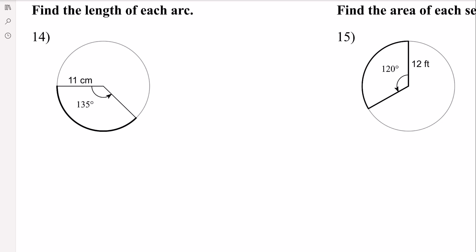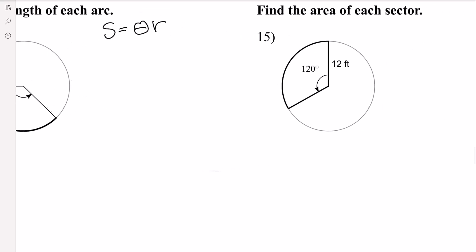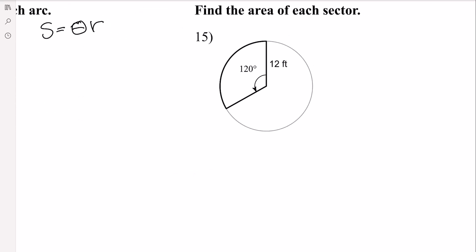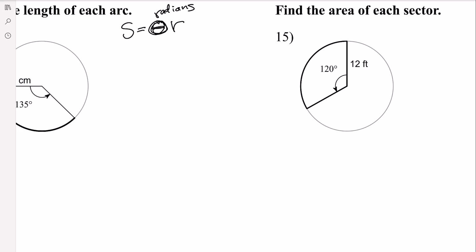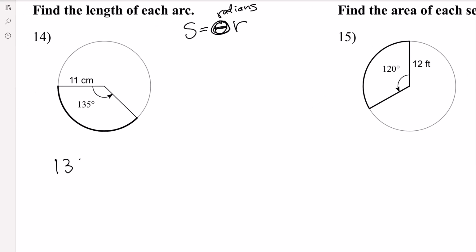So in the previous video, I already gave you the formula. This theta means the angle measure, but in radians. You're going to see this a lot in math. That just means the angle, and typically in radians, but not always. So this is the area formula right here, but you first have to convert 135 degrees to radians, which means there will be a pi in your answer.